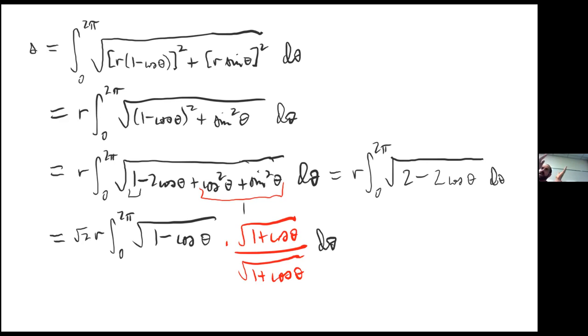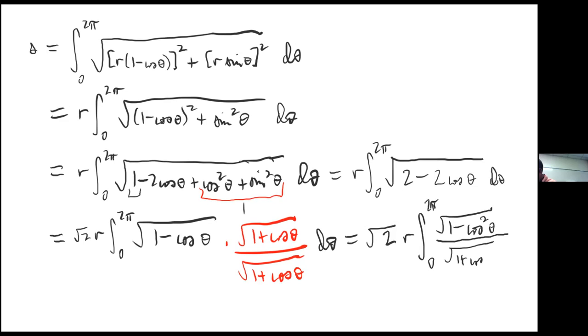But what's 1 plus cosine times 1 minus cosine? What's that going to be? 1 minus cosine squared, right? So it's going to be the square root of 2 times r, the integral from 0 to 2 pi, the square root of 1 minus cosine squared theta over the square root of 1 plus cosine of theta. And you might be saying to yourself, oh my goodness, that's way worse than what we just had a couple of seconds ago. But I promise you it's not, because what's 1 minus cosine?